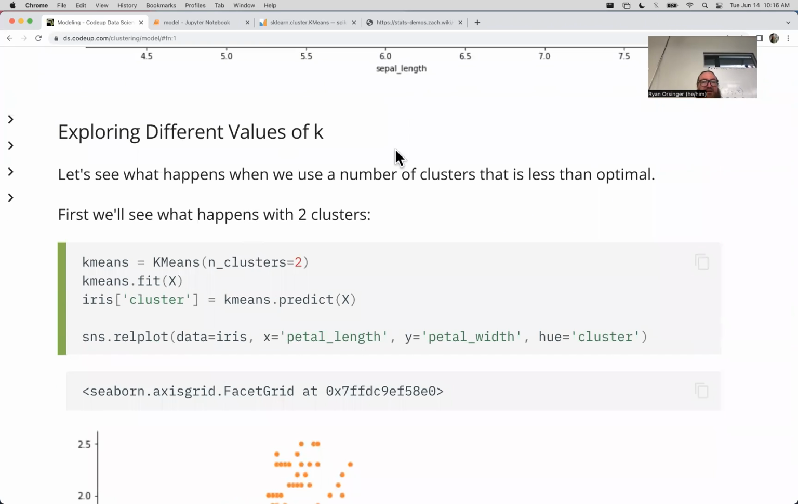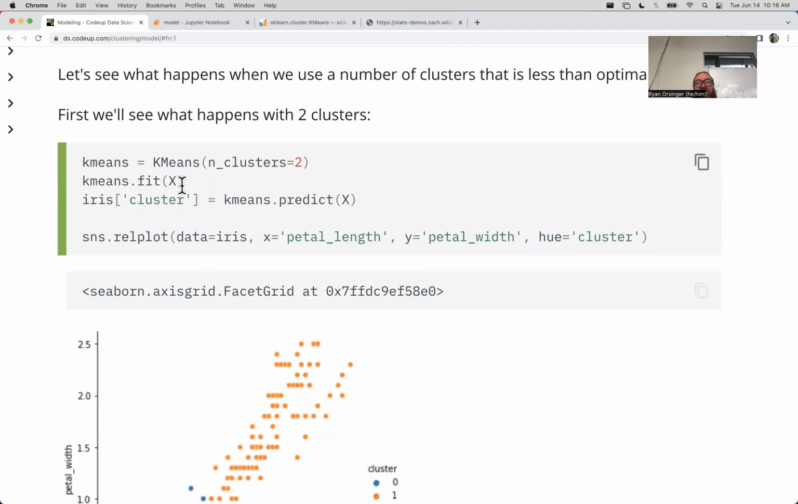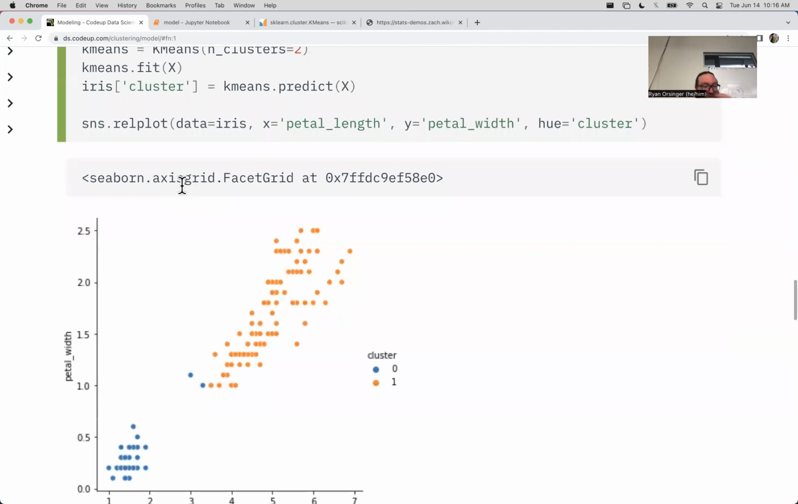Let's talk about exploring different numbers of K. This is really the biggest downside for k-means: what do you set your K at? And how do you decide that? I'd say if you're going to do any clustering, start with 2, so you at least have 2 groups. And what we can do here is one of 2 things.